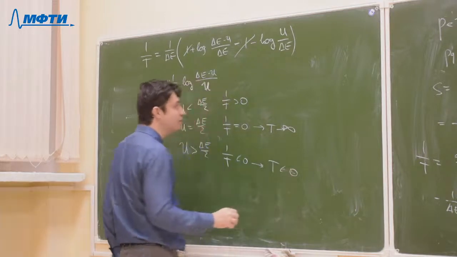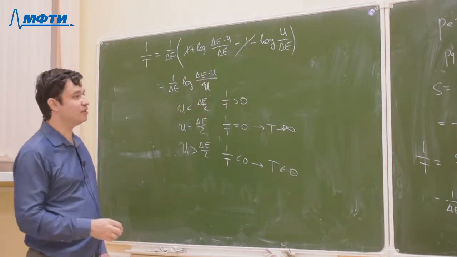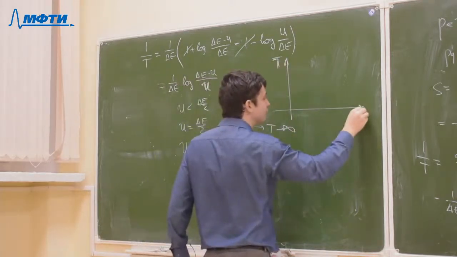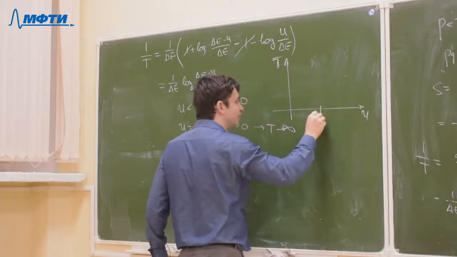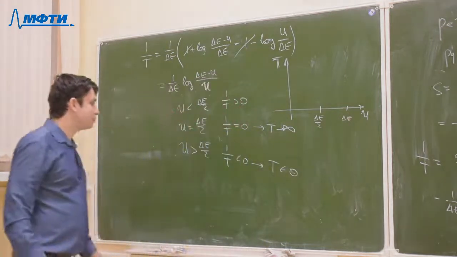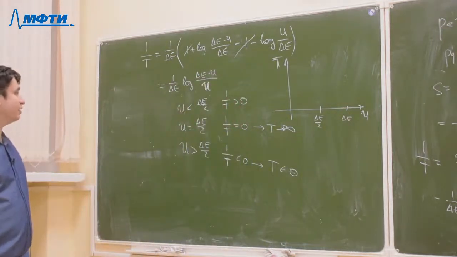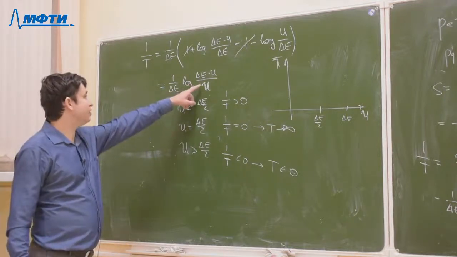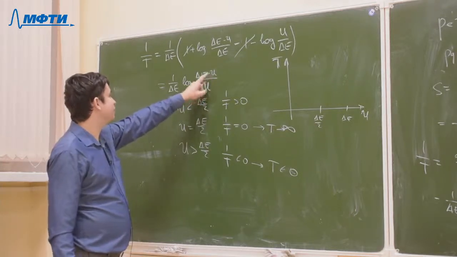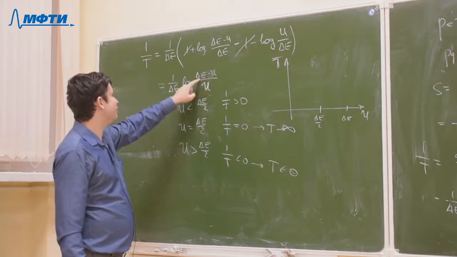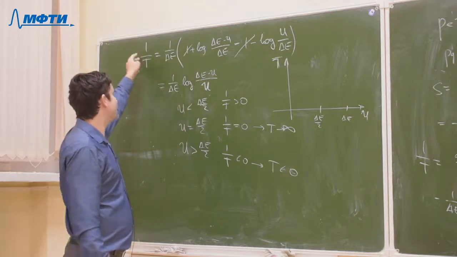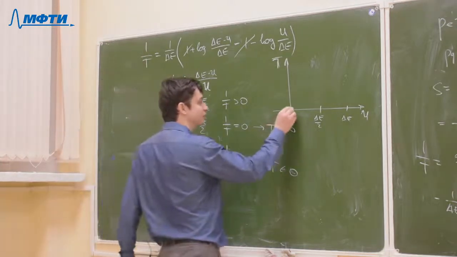It's less than 0. So we can say that if we look at the dependence of temperature as a function of internal energy U, and here we have delta E over 2, here we have delta E. So when U is close to 0, then here we have delta E, then here we have 0, which means that this quantity is infinite. And when 1 over T is infinite, that means that temperature is 0.